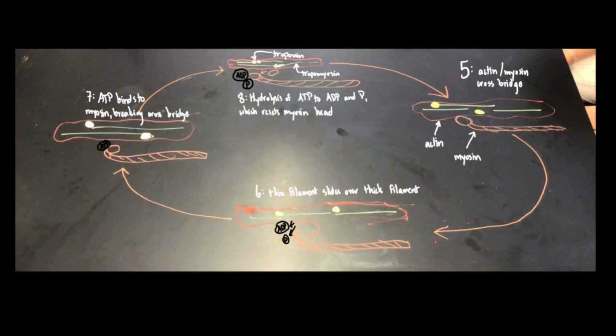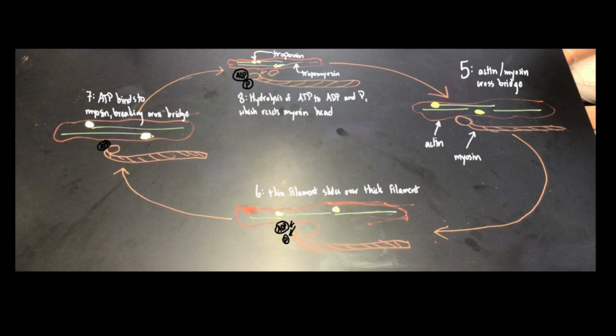ATP binds to the myosin head, which causes the release of myosin from the active site. ATP gets broken down and releases its stored energy, resetting the myosin head. If active sites are open and calcium or ATP are still available, steps 5 through 8 will repeat.